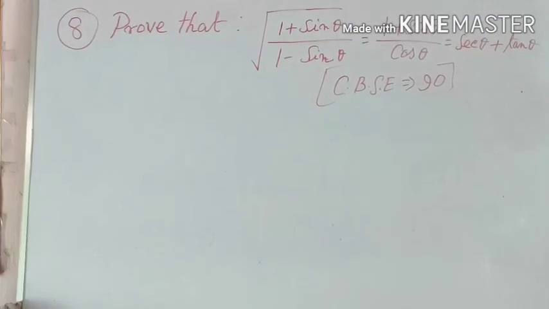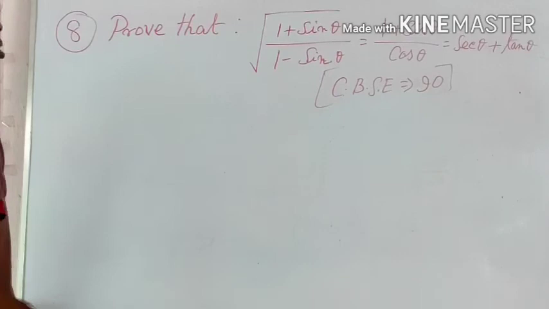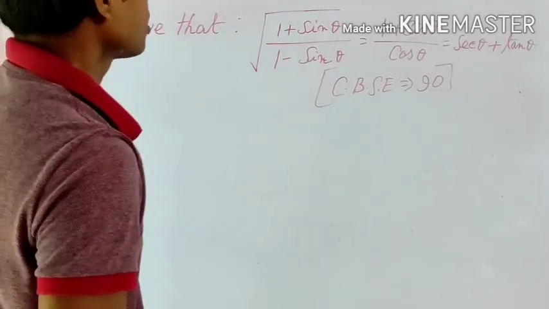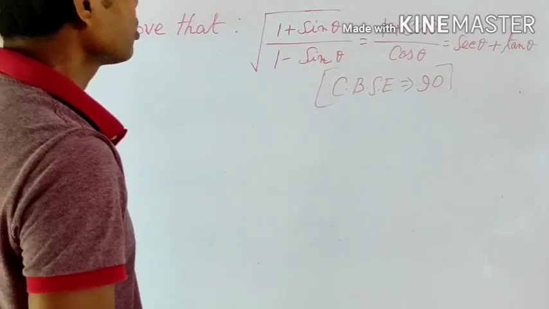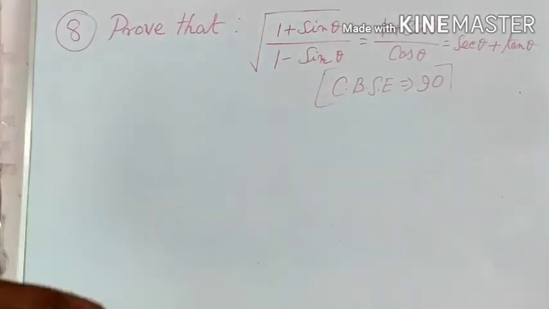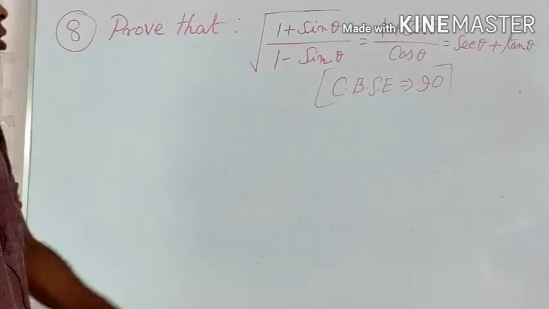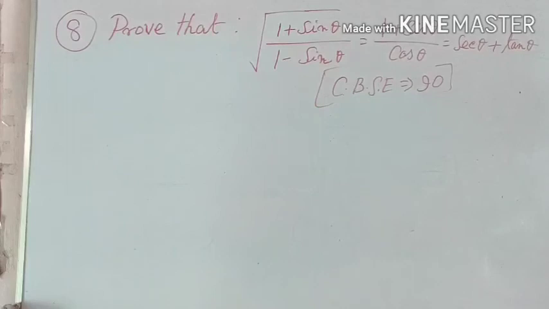CBSE class 10 question number 8. Prove that root over (1 plus sin theta) by (1 minus sin theta) is equal to (1 plus sin theta) by cos theta, is equal to sec theta plus tan theta. This question has come from CBSE in the year 1990. Okay, this is important sum for you.